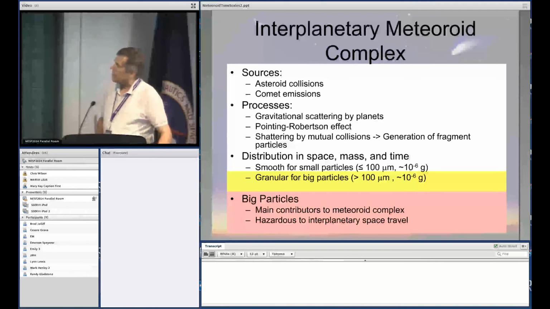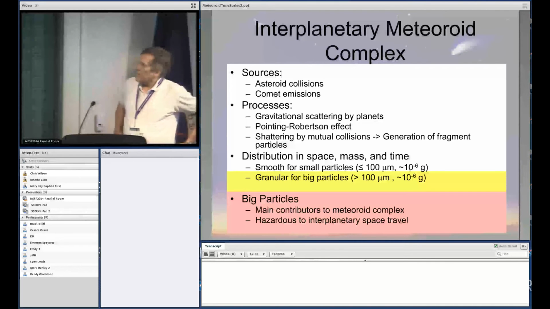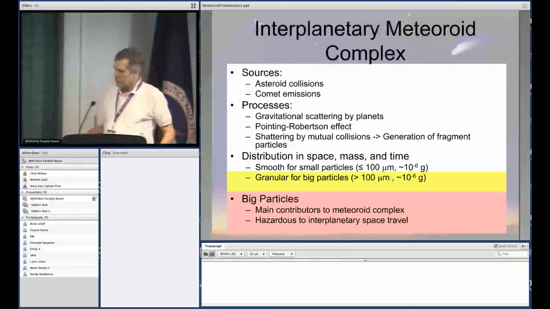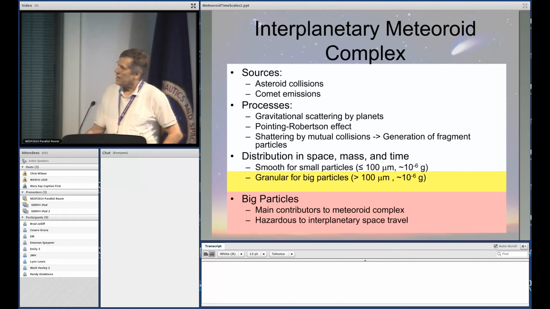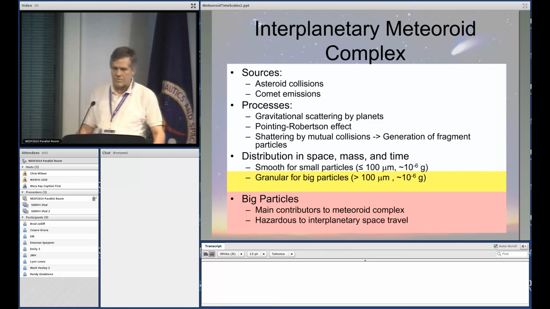Why do we want to know this? Now, the major sources of the meteoritic complex are asteroids and comets. And from the dust and meteoroids released from these comets, several processes act on them which distribute them in space and time and mass-wise.